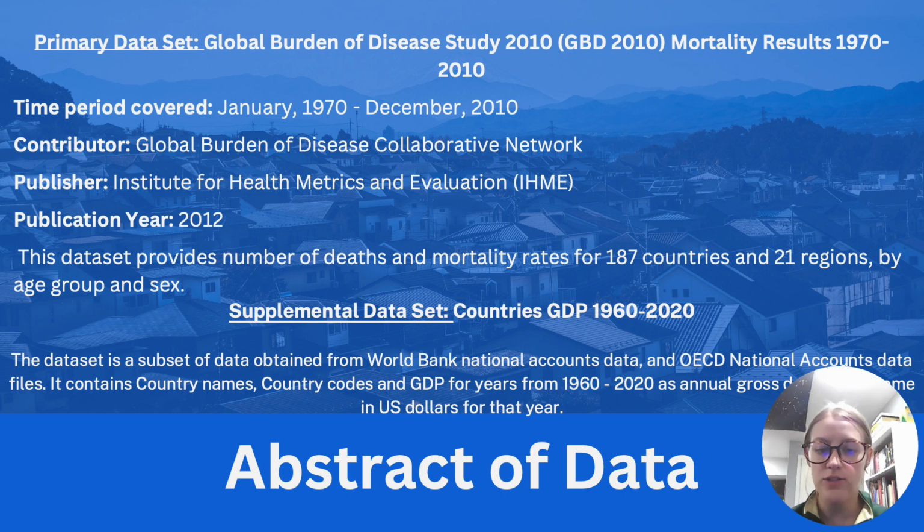sex. Our supplemental data set is countries' GDP from 1960 to 2020. This data set is a subset of data obtained from World Bank National Accounts data and OECD National Accounts data files. It contains country names, country codes, and GDP for years from 1960 to 2020 as annual gross domestic income in US dollars for that year.